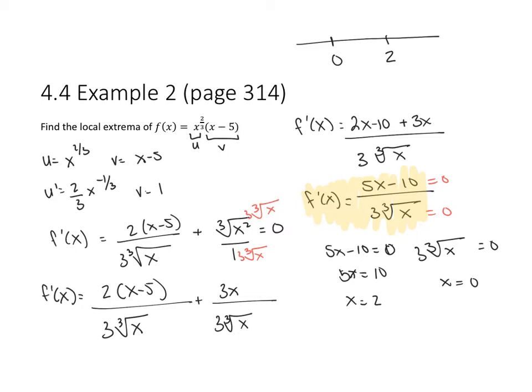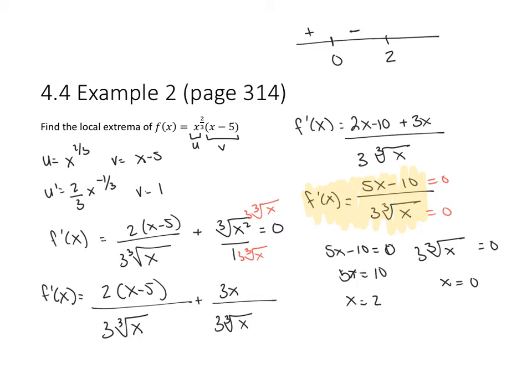So let's plug in a negative 1. 5 times negative 1 minus 10, that's going to be a negative on the numerator, and 3 times the cubed root of negative 1 is a negative on the denominator. So a negative over a negative is a positive. And now let's plug in positive 1. 5 times 1 minus 10, it's going to be a negative on the numerator. 3 times the cubed root of positive 1 is a positive on the denominator. So negative divided by positive is a negative.